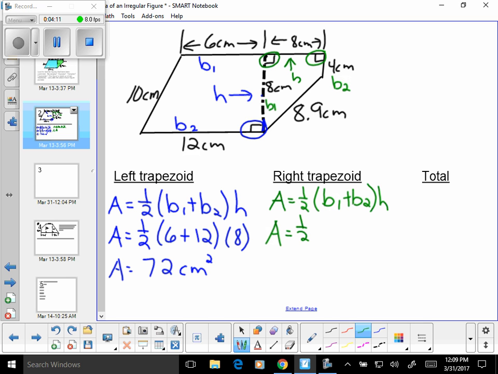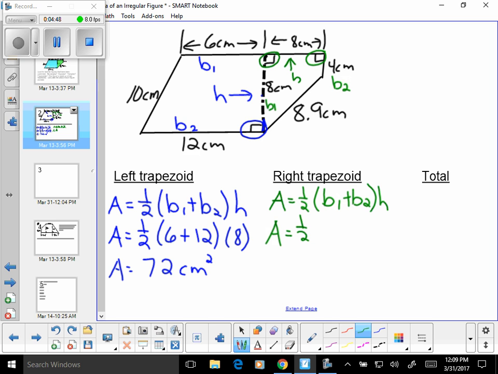Well, what are they there for? We call them distractors, but they're actually there if you would do the perimeter of the figure, because we would just add up everything around the outside to get the perimeter. But they also are there to force you to really look at it and say, hey, wait a minute, 8.9 can't be a base because it's not parallel. 10 can't be a base because it's not parallel. Neither one of them can be a height because there's nothing perpendicular about them. So that's why they're there.